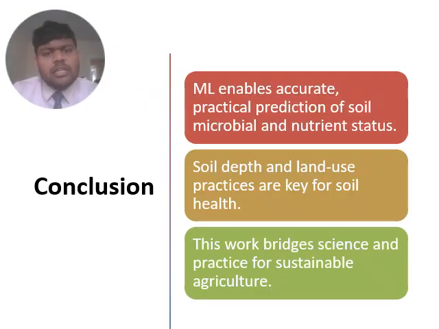In conclusion, machine learning provides a powerful way to predict soil microbial activity and nutrient status, even across different depths and land use practices. The work demonstrates that integrating machine learning with soil science can directly support sustainable agriculture, closing the gap between researchers and practical land management.